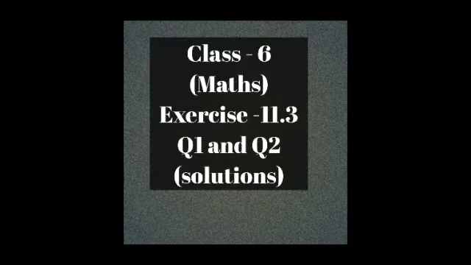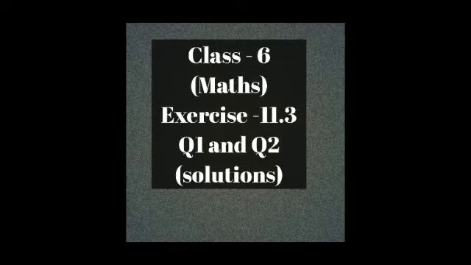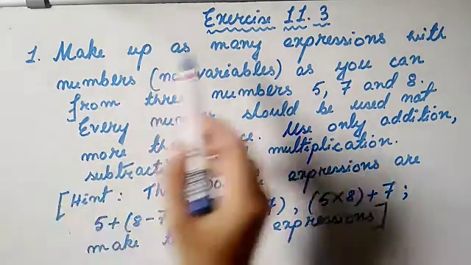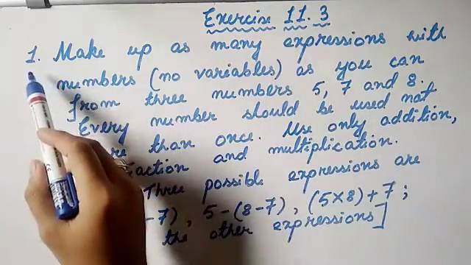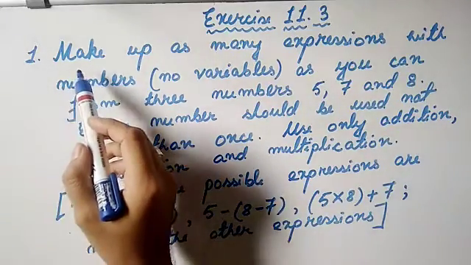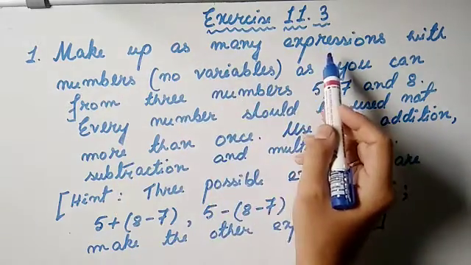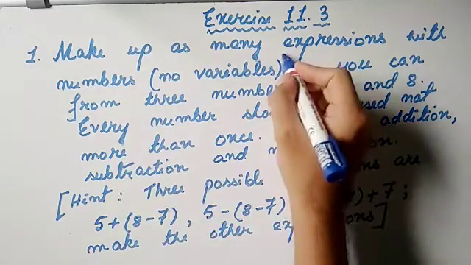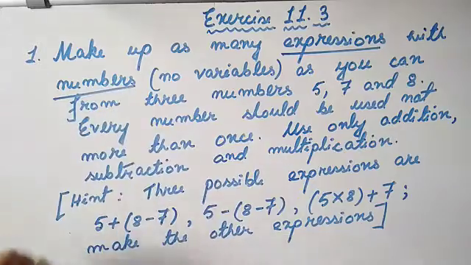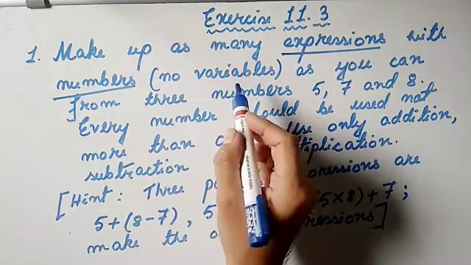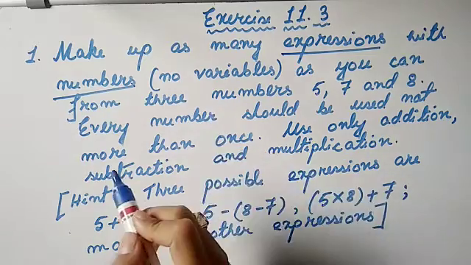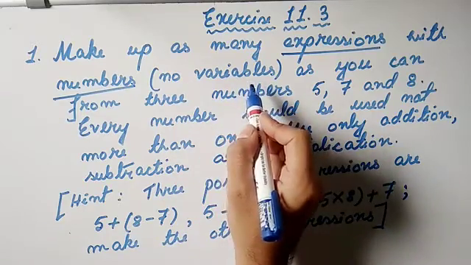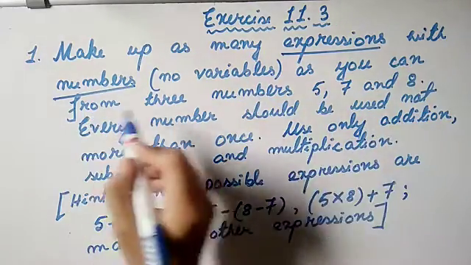This is BJ Tutor, and in this video let us try to solve exercise 11.3 question number 1 and 2. Okay students, so let's read exercise 11.3 question number 1, and it says make up as many expressions with numbers. Understood? So the question is asking us to make expressions with numbers only, okay, no variables. So when we make the expressions in our answer, we must make sure that there are no variables, okay, as you can from 3 numbers.